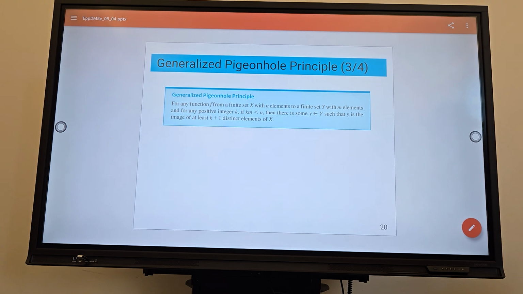Generalized pigeonhole principle. For any function f from a finite set X with n elements to a finite set Y of m elements, and for any positive integer k, if km is less than n, then there is some y, which is an element of big Y, such that y is the image of at least k plus 1 distinct elements of X.